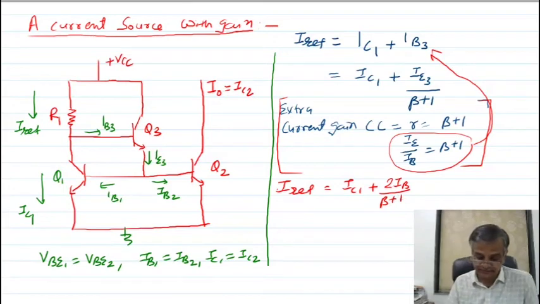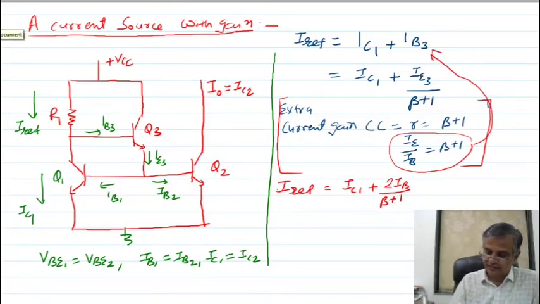Check here. I reference is equal to IC1 plus IB3. What is IB3? Ammeter current upon beta plus 1. How can I get current gain in common collector? Gamma is equal to beta plus 1. What is current gain? Output current upon input current. Ammeter current is output current, base current is input current. So from this I can write IB as I upon beta plus 1. What is I? It is the addition of these two.